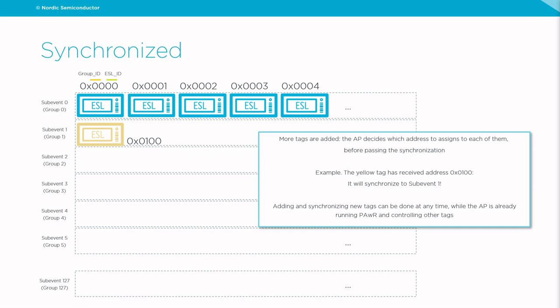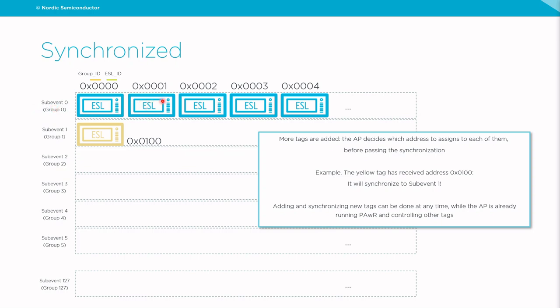Following the same procedure, the access point can associate more tags and bring them to synchronized state. For example, in this case, the access point has connected to another tag, this one for example, and it has assigned another address, which is 00 for the group ID and 01 for the ESL ID. This tag then receives the synchronization from the access point. The tags, as mentioned before, read the group ID and synchronize to the sub-event 0 corresponding to the group ID 0. And indeed, as you can see, this tag has been placed on the group 0.